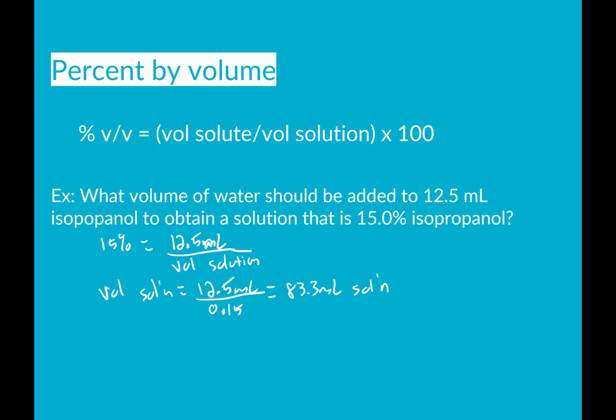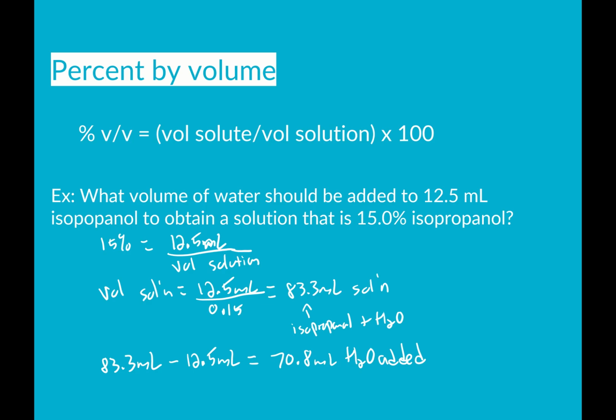So the solution's got two parts. It has the solute and the solvent. The solute, in this case isopropanol, and the solvent of water. This 83.3 is of both isopropanol and water. This question is specifically asking us to find just the volume of the water. So we already know that our entire solution is 83.3 milliliters. And since we know that we are going to have 12.5 milliliters of the isopropanol, well, that must mean there are going to be 70.8 milliliters of water to be added here.